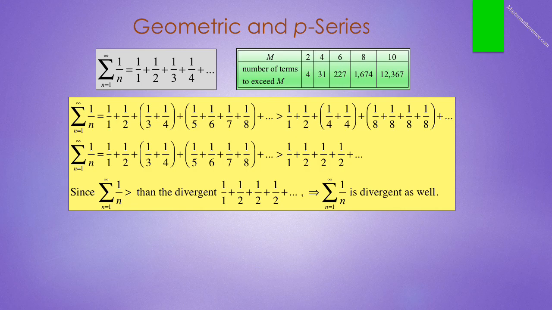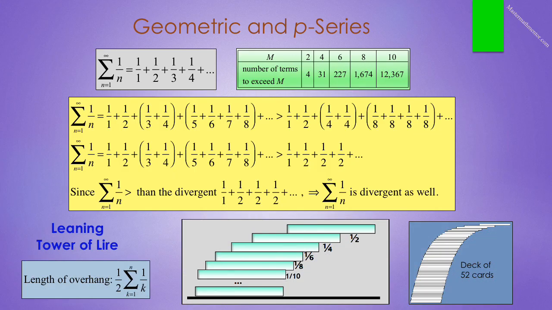So our harmonic series must be greater than 1 plus a half plus a half plus a half plus dot dot dot. And since summation n equals 1 to infinity of 1 over n is greater than the divergent 1 plus a half plus a half plus a half plus dot dot dot, summation n equals 1 to infinity of 1 over n is divergent as well.